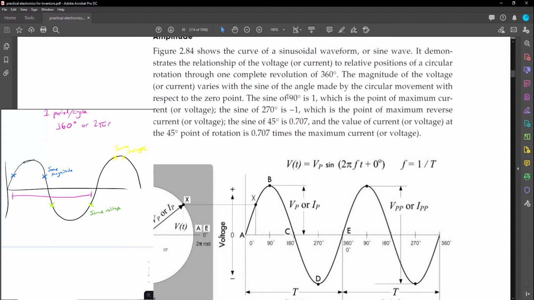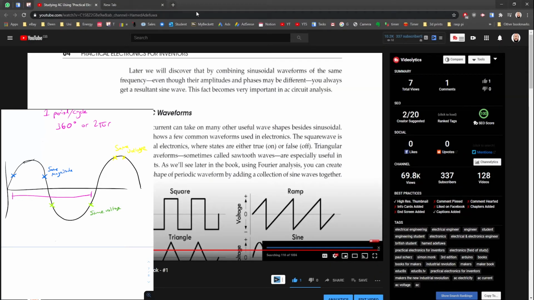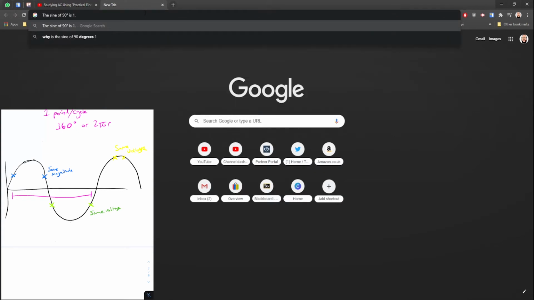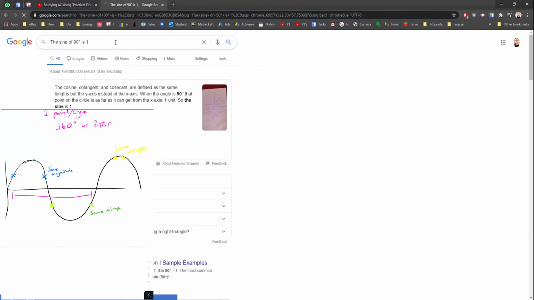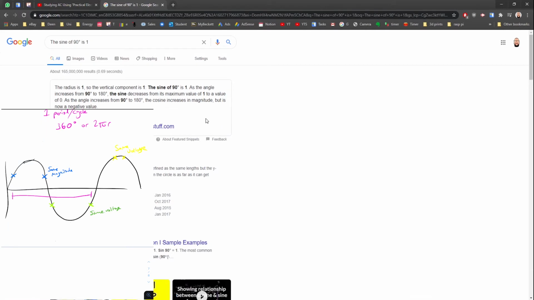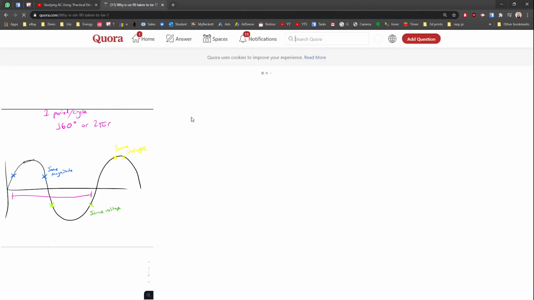The sine of 90 degrees is 1. Huh? The sine of 90 degrees is 1. This is where I may be struggling because of my weakness in trigonometry. But what does that mean? The sine of 90 degrees is 1. Let's get on Google. Why is sine 90 degrees taken to be 1?